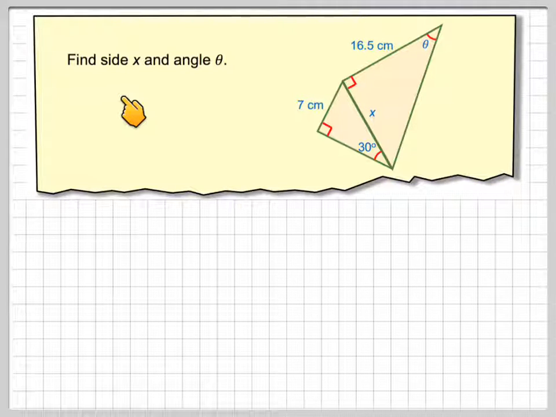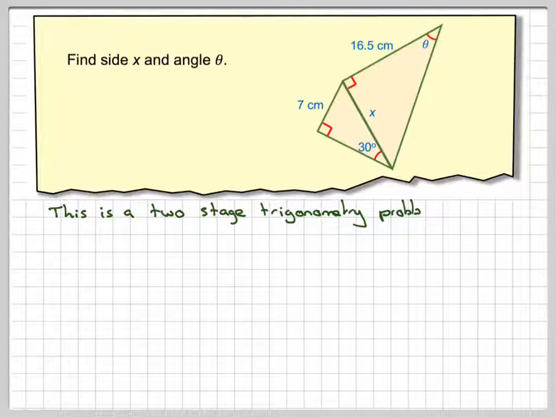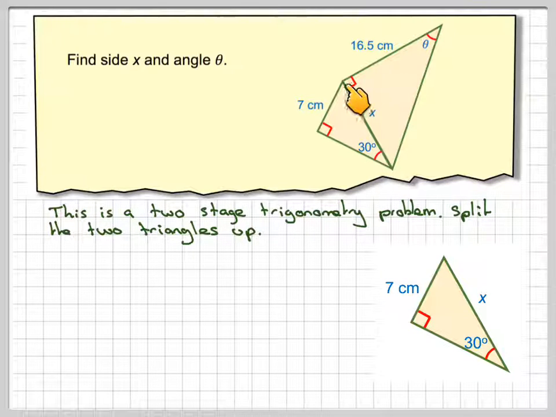It says find side x and angle theta. So this is side x on this diagram and this is angle theta. What we've got here is two right angle triangles. The first thing we need to do is maybe split the triangle up, because it's a two-stage trigonometry problem. So we split the two triangles, drawing out this one here separately and then treating that as a single problem now. So the first step would be to label the sides.